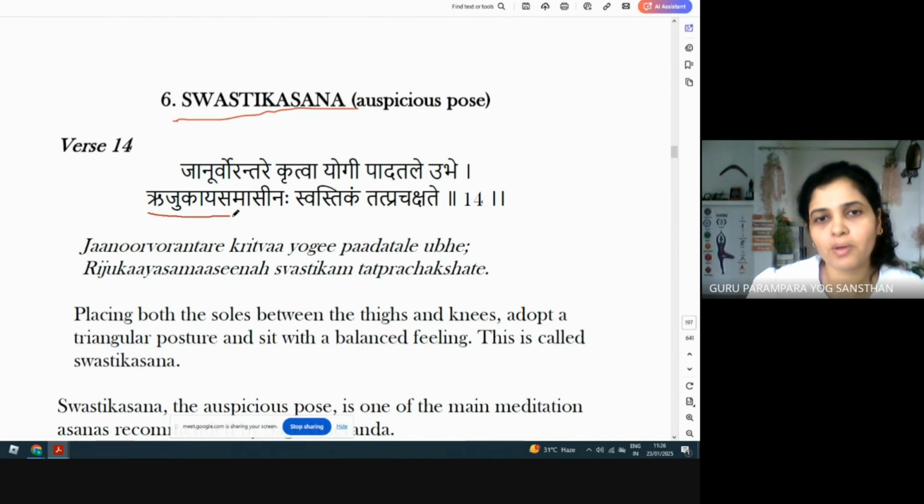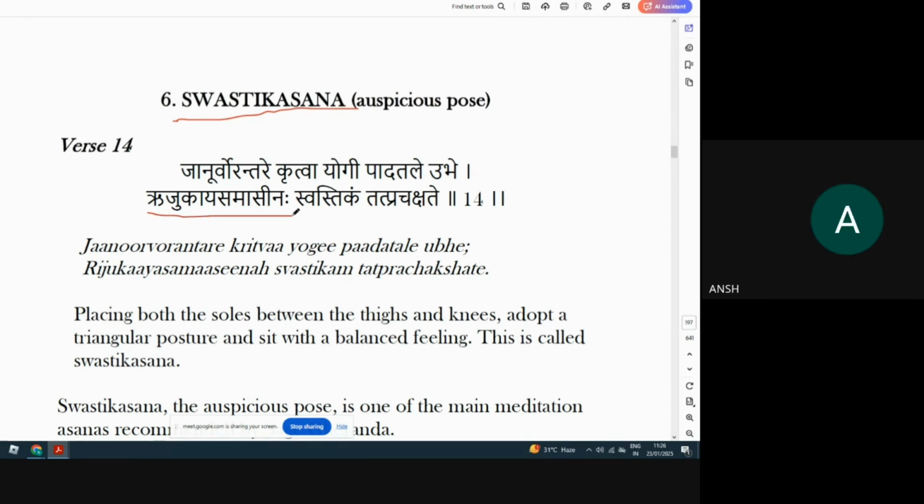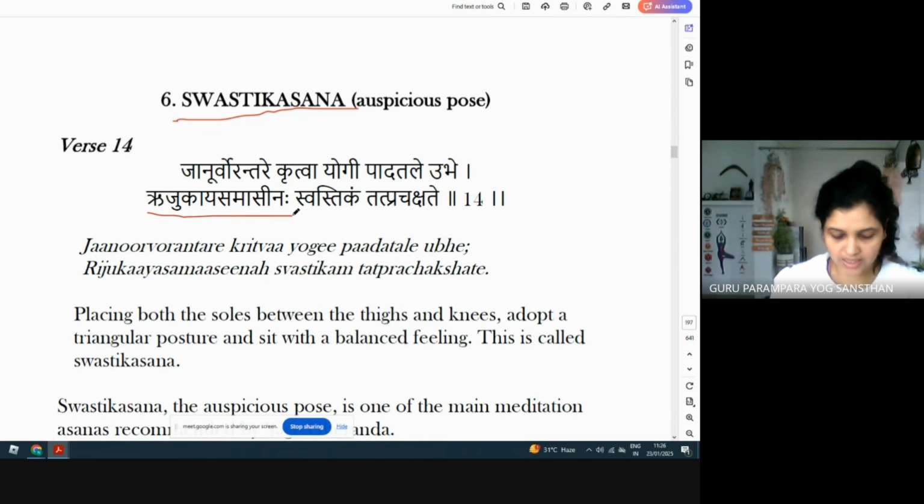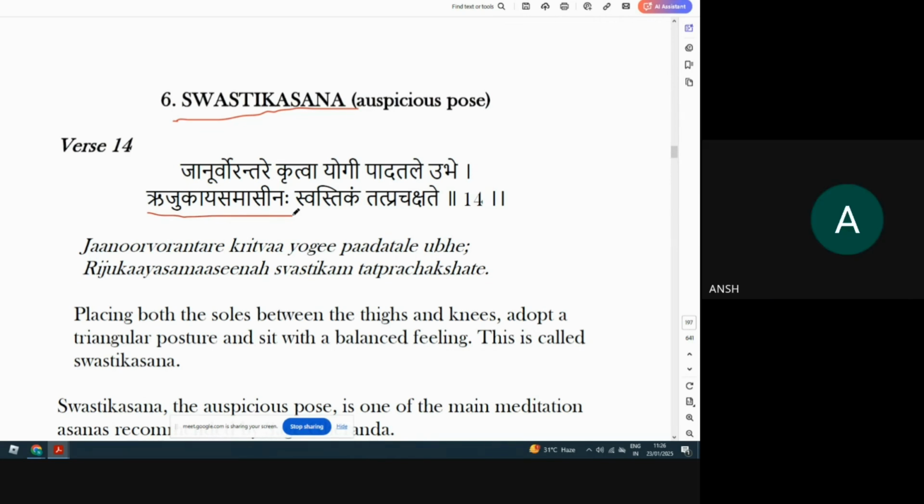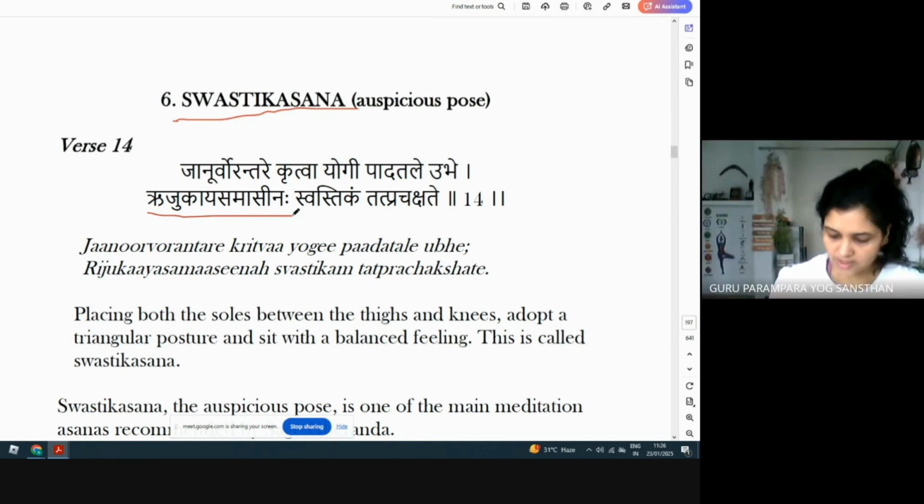This word you have to remember: Rijukaya Samasthiti. Please write it down. It is for Swastikasana.